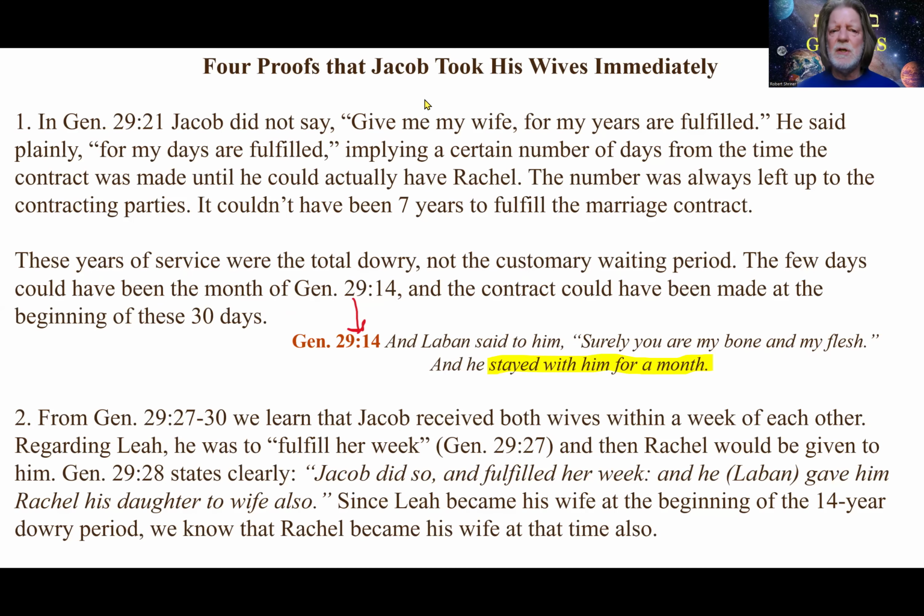We've got this section about four proofs that Yaakov took his wives immediately and didn't have to wait 14 years to be married to his favorite wife. He took both of those girls immediately, and of course the maidservants were on board. I don't want to read through this today, so I'm just going to pause. If you want to read this stuff, pause the tape now. And then when you're through reading, hit play.